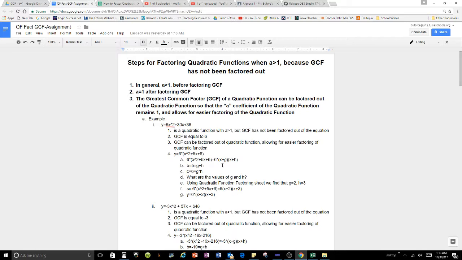And so again, this process is almost identical to the process that we used to solve quadratic functions when a is equal to 1. All we've done is pull out the greatest common factor, which is 6. Now we have a quadratic function where a is equal to 1 again. We solve for this quadratic function under the criteria that we use when a is equal to 1, and that's how we get our solution.